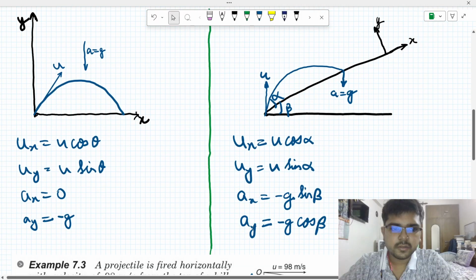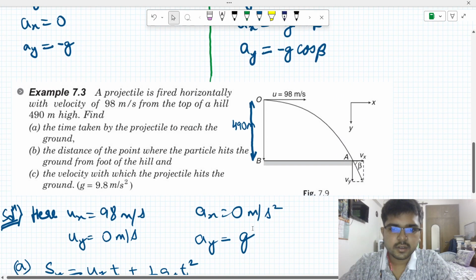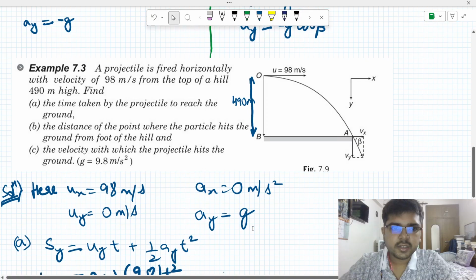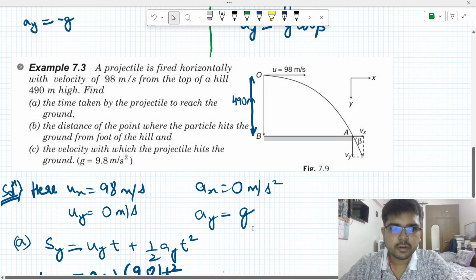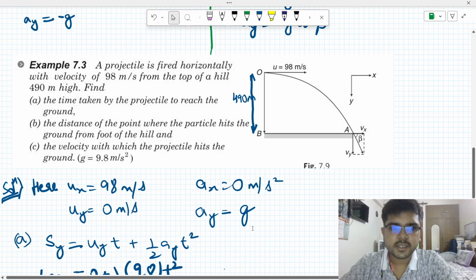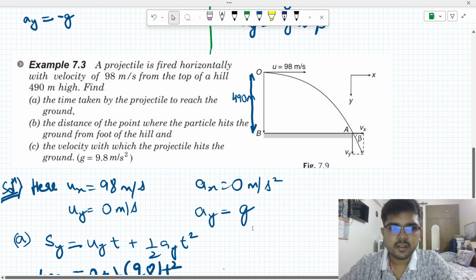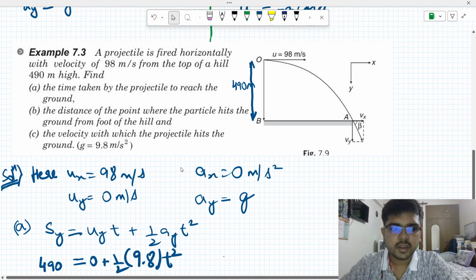Now we will do a problem on projectile. A projectile is fired horizontally with velocity of 98 meter per second from the top of a hill 490 meter high. Find the time taken by the projectile to reach the ground, the distance of the point where the particle hits the ground from the foot of the hill, and the velocity with which the projectile hits the ground. So three things we have to find out.